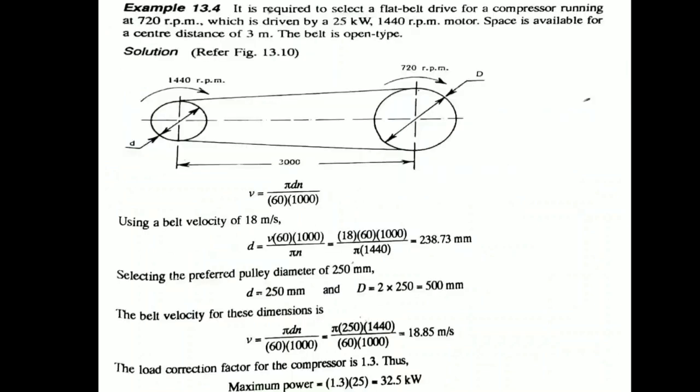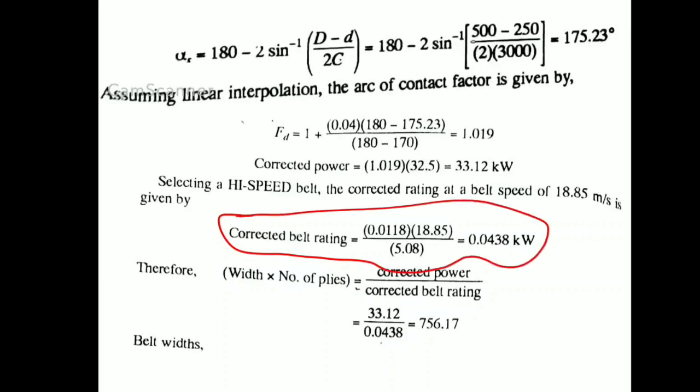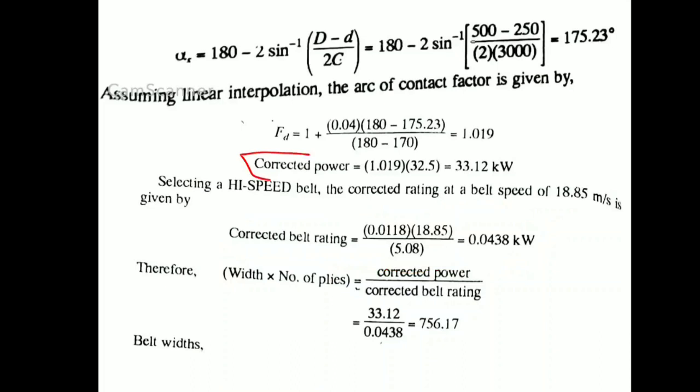I hope you understood. I'll repeat the things again. Very simple. We first calculate the diameter. We make that diameter a round figure, and through that diameter we calculate the final corrected velocity. We know the equation of kilowatt maximum is equal to FA, the application factor or load correction factor, into power. So 1.3 I have selected for this compressor from the chart. So I'll get 32.5 for maximum power. Now my role is to find the corrected power rating.